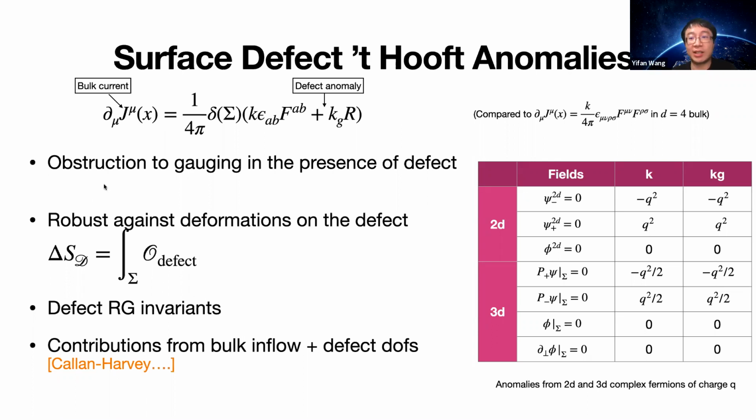In particular, the anomaly is an obstruction to gauging in the presence of a defect. And the anomaly coefficients are also robust against deformation on a defect. And they give rise to RG invariance under defect RG flows. And in some cases, this defect anomaly can be computed by bulk inflow and potentially from defect degrees of freedom that localize on a defect. So this is just to show you some examples, for the free fields where the defect anomaly can be computed easily, and I've tabulated here.